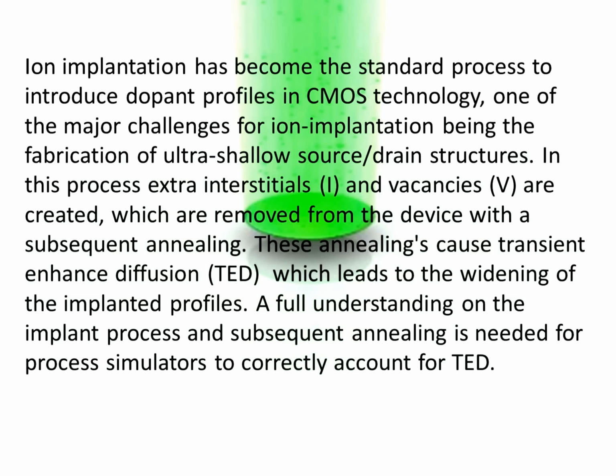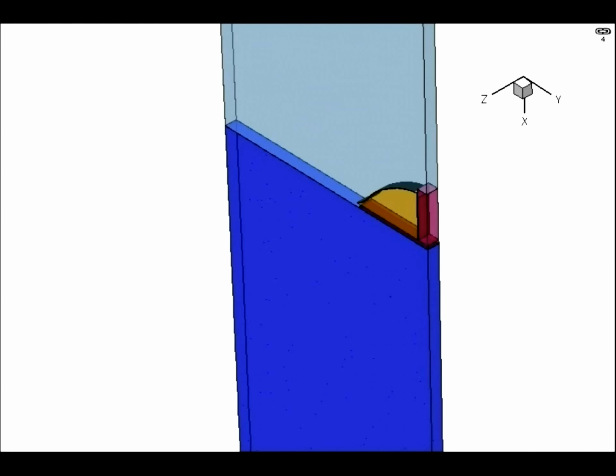In this process, extra interstitials and vacancies are created, which are removed from the device with a subsequent annealing. These annealings cause transient enhanced diffusion, which leads to the widening of the implanted profiles. A full understanding of the implant process and subsequent annealing is needed for process simulators to correctly account for transient enhanced diffusion. A simple device structure was made to study the defect formation during implantation and diffusion process.